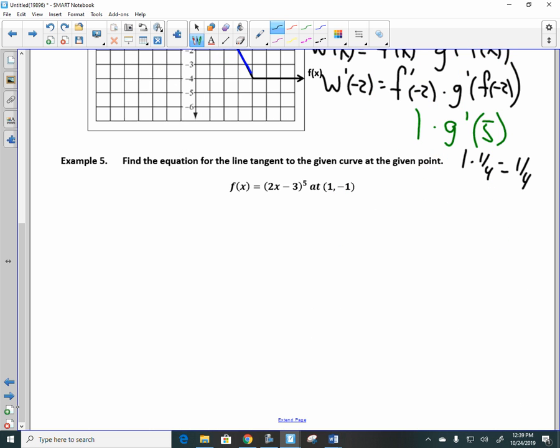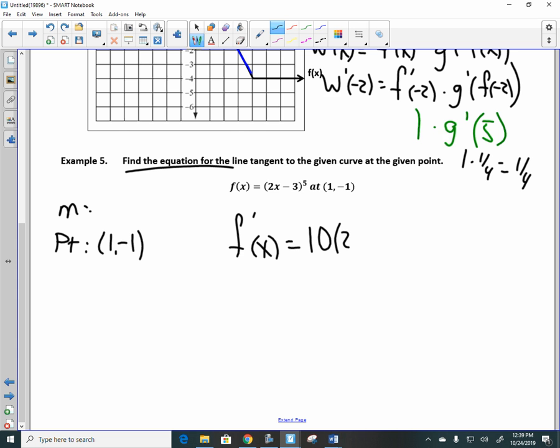We finish it with what we learned on the first day. Any equation for a line? What 2 things do you need? Slope and a point on the line. Our point is 1, negative 1. Easy peasy. How do I find the slope? Find the derivative. Derivative, piece of cake. What's the derivative of the inside? 2. What's the derivative of the outside? 5u to the 4th. So I get 10u to the 4th.